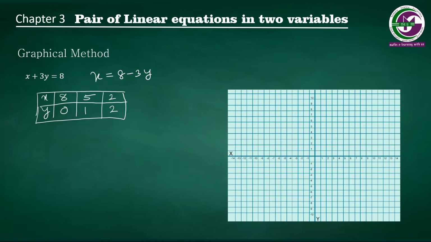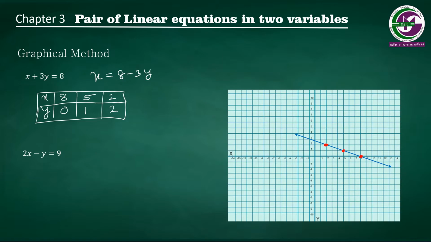Now I am marking these points on the graph. First one is x is 8, y equals 0, the point is here. The second one, x is 5, y equals 1, is here. And 2 comma 2, the point is here. So the graph through these points is this one. Now the next linear equation of the pair.